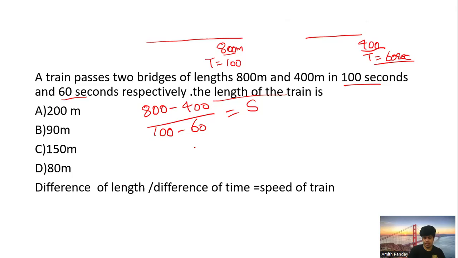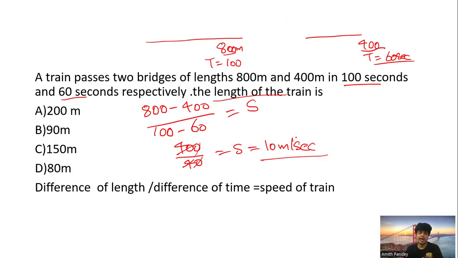That is 400 by 40. That's nothing but s equals 10 meters per second. Now I got the speed. As I told you, earlier we have seen there was only one platform. Now there are two, so no need to worry. In order to find out the length of the train, everything is the same.